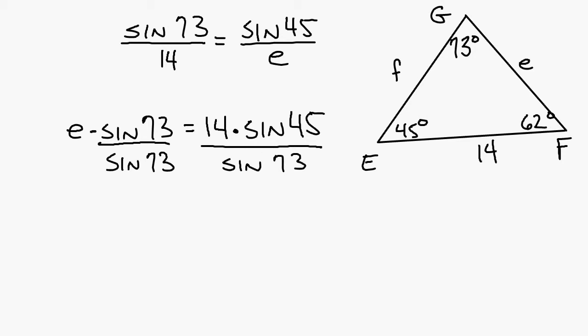what happens to these two sine 73s? They cancel each other out, don't they? And you're left with E, aren't you? E is equal to 14 times sine 45 divided by sine 73. So type that into your calculating device.